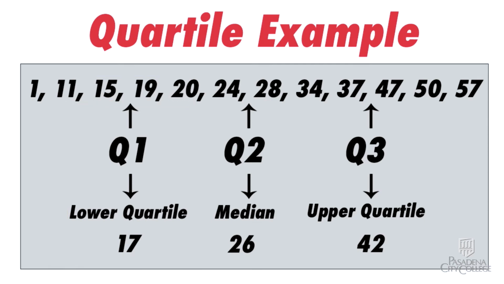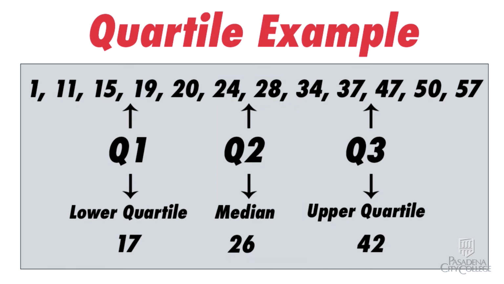How do I find Q2? Q2, again, is 50% bottom to 50% top. So the first two groups will give you 50%. So it's right in between the 24 and the 28? Exactly. So 24 plus 28 divided by 2 will give you 26.